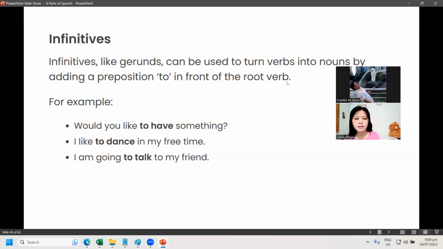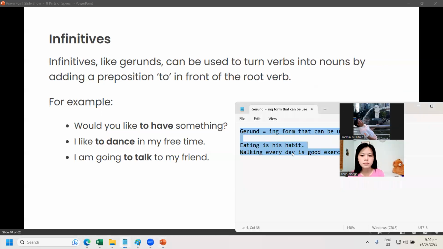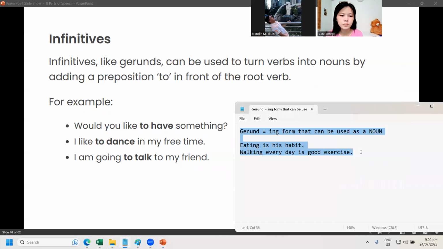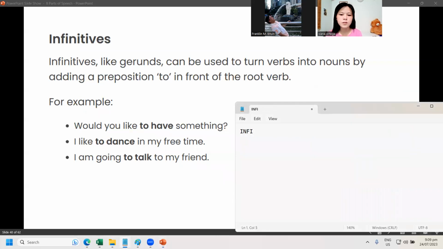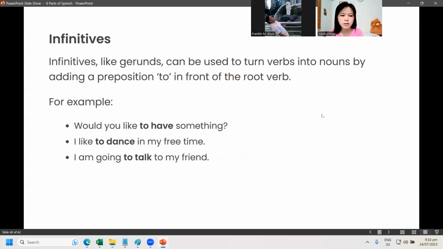Infinitives. We already know the infinitives. We actually discussed the infinitives last time also. The infinitives are just to plus root verb. You've been using this one before. That's why I told you you've been using to plus root verb. And the first time we discussed verbs. Kindly read this first.